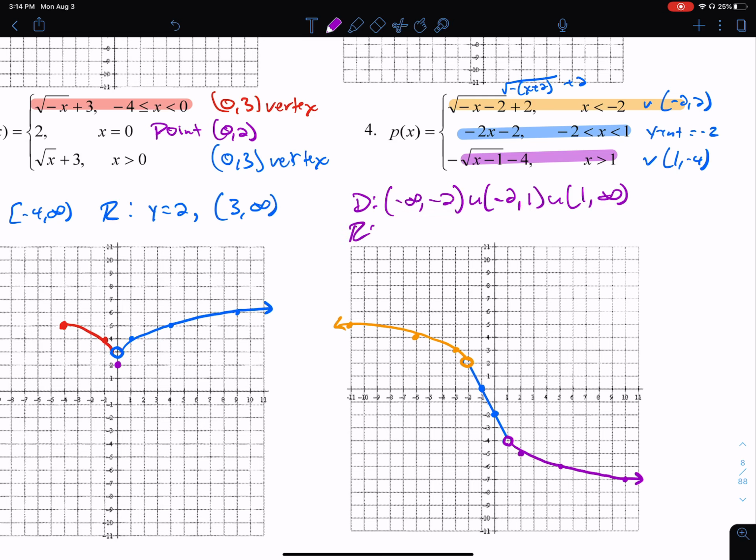The range does something similar. It goes from negative infinity and skips over negative 4, skips over 2, and goes to infinity. So it's going to go negative infinity to negative 4, skips over negative 4, goes to 2, skips over 2, and goes to infinity. In other words, the range is all real numbers except for negative 4 and positive 2.